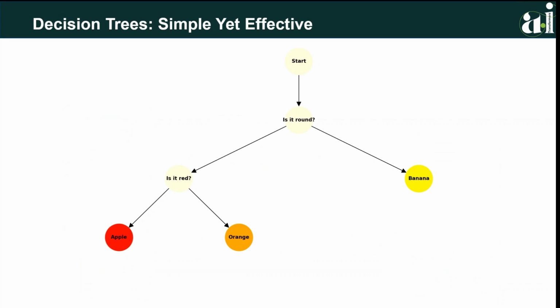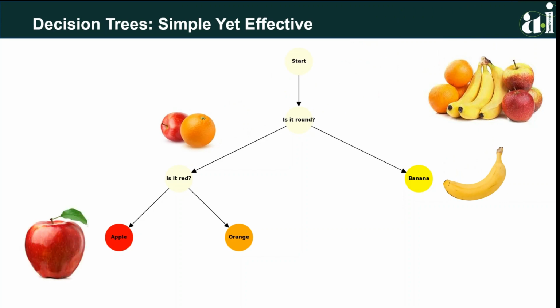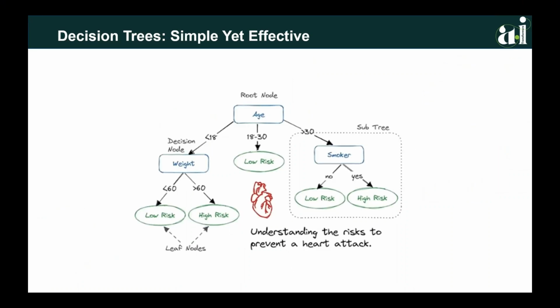At its core, a decision tree is a series of yes and no questions designed to split data into groups. For example, let's say you are classifying fruits. Start by asking, is it round? If yes, ask whether it is red. If yes, probably it's an apple. If not, it's an orange. This process continues until we reach the final decision, which is represented by the leaf at the end of the tree. Here's another example of a decision tree for classifying people into high and low risk categories for heart attacks.